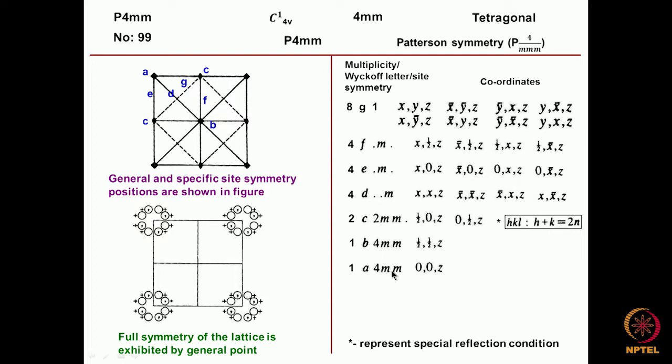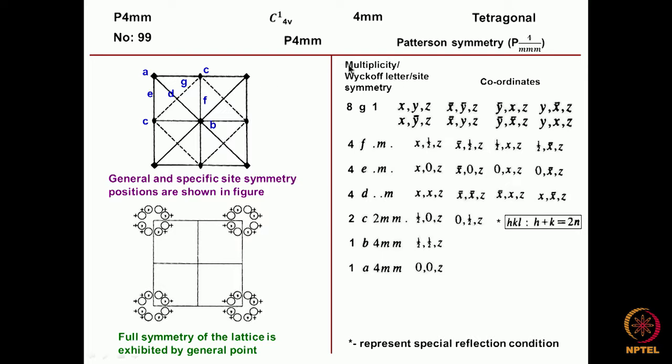Okay. Then how many equivalent points are there? There is only one in the case of 4 mm. So that is what is being shown. And B is this position, C is going to be this position, D is going to be these two, okay. E is this mirror, okay. F is going to be this mirror, G is anywhere within this one, you can take a point, right. That is where it is a general position.